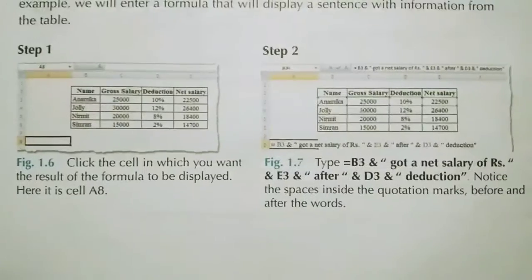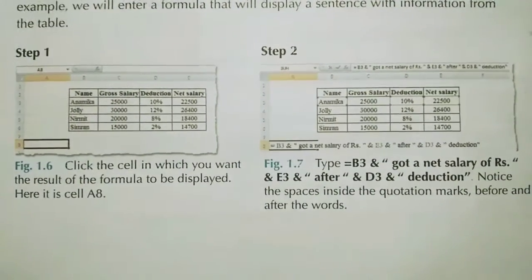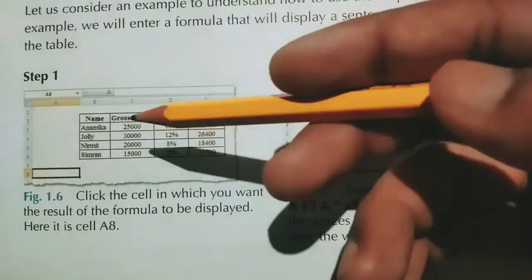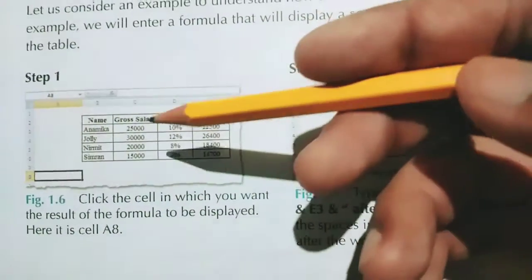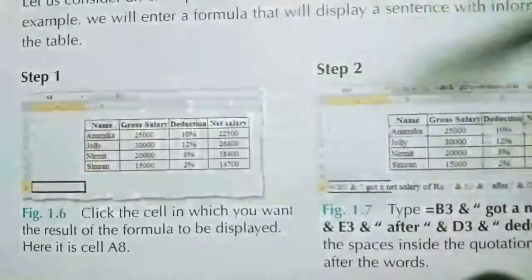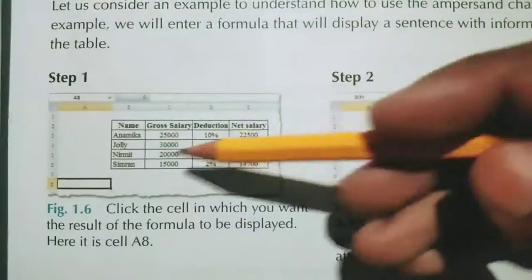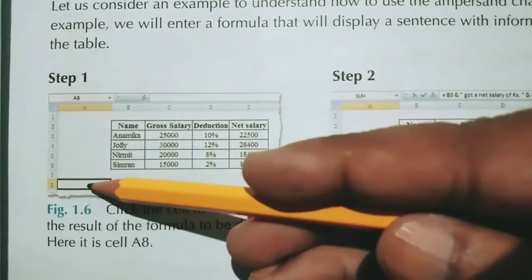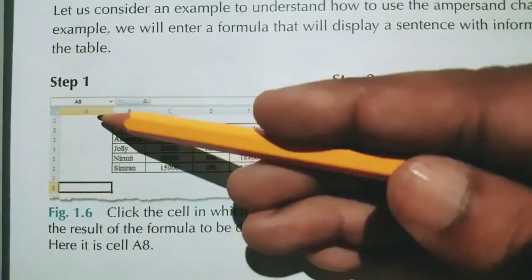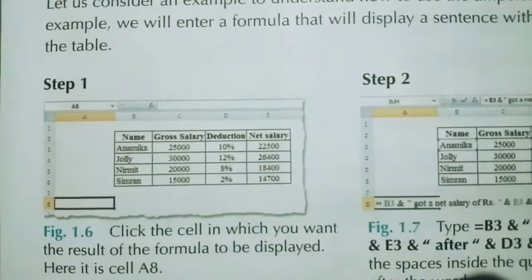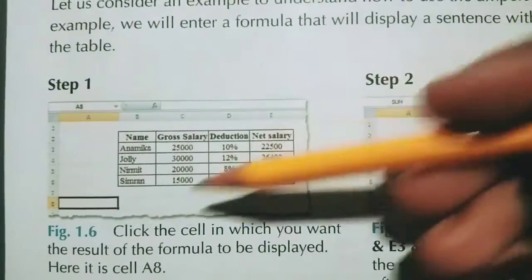This example is showing what? Suppose you want to join many words together and make a sentence. How can you make a sentence by joining the words? Suppose this cell, this highlighted cell with the black border, is selected. The cell name is A and 8, so the address of the cell is A8, right?